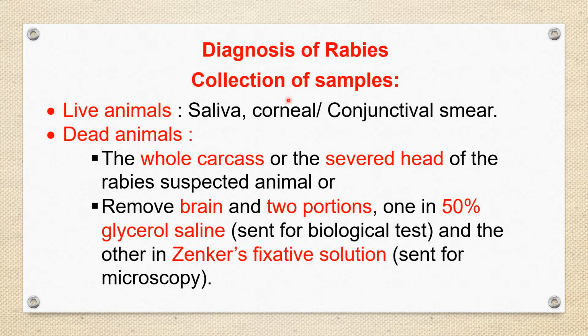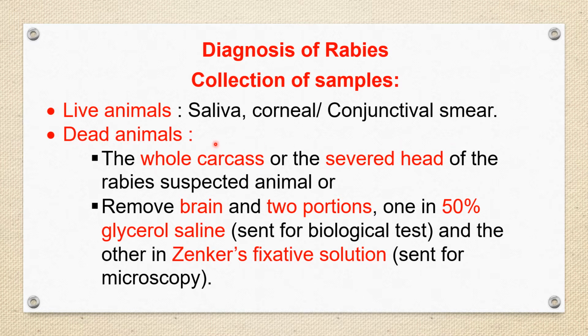First, we see collection of samples. In live animals, the clinician can collect saliva, corneal, or conjunctival smear. This is very important because only with these can we detect rabies in a living animal or human being.